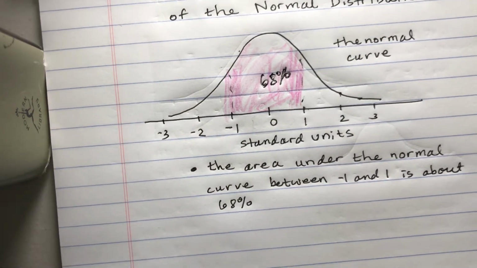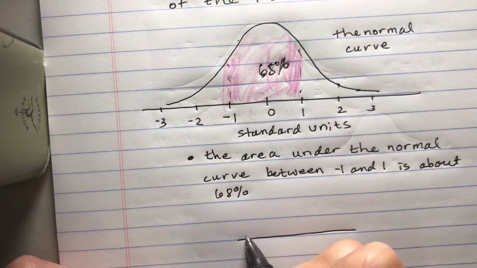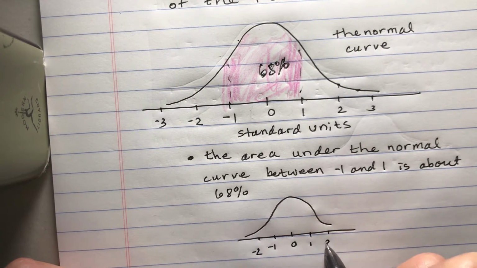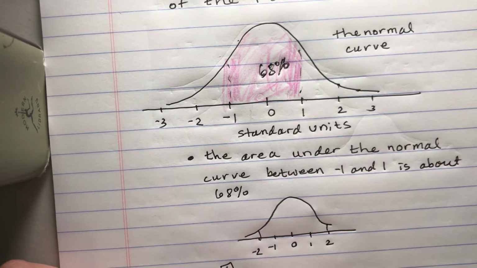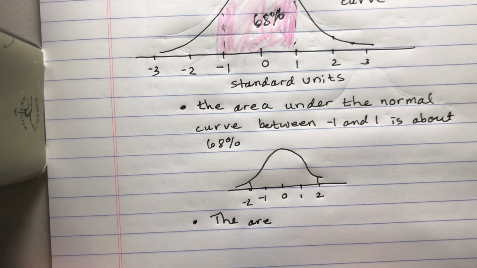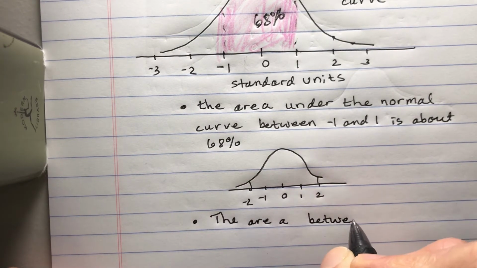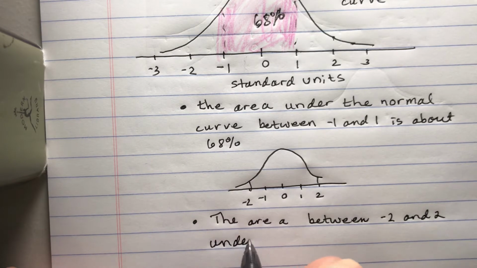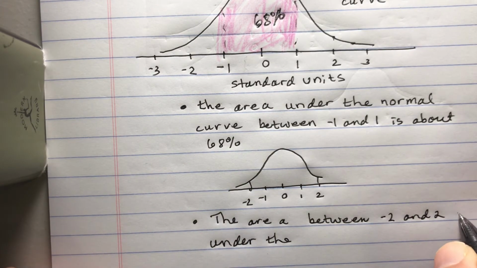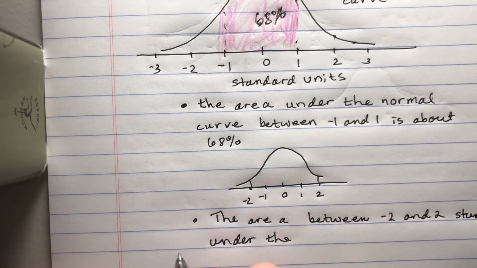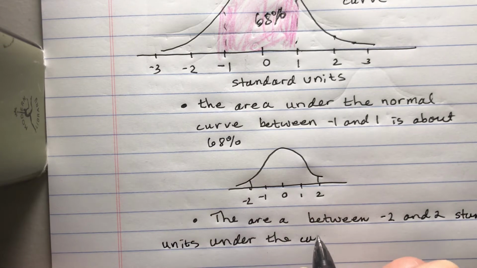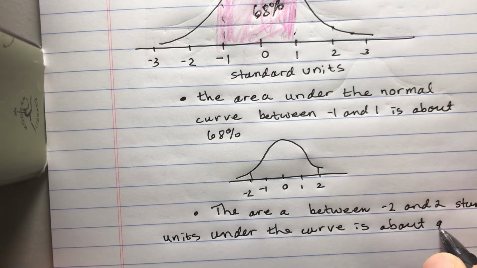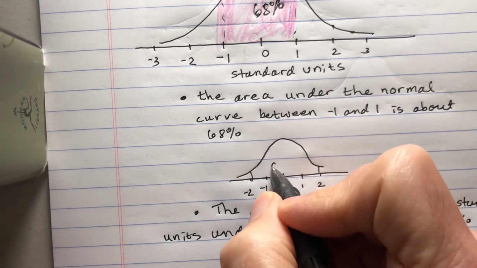And then actually I'm going to draw another one that's quick and maybe not good, but I'm going to do it anyway. Just a little small one. And now I'm going to look at the area between -2 and 2 standard units under the curve, which is about 95%. So I'm going to write that down.